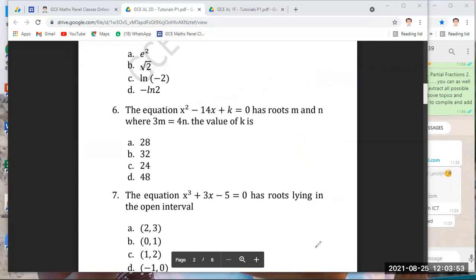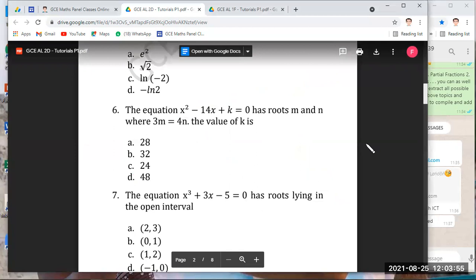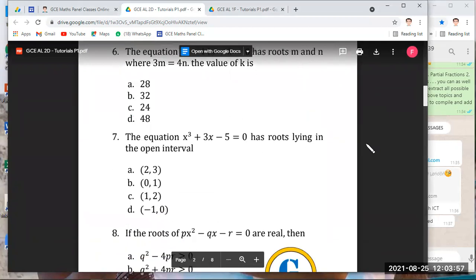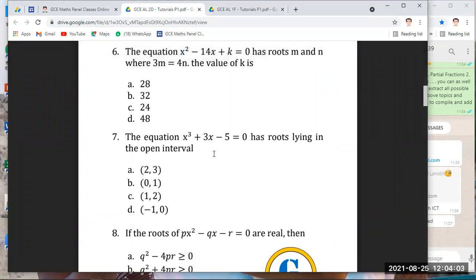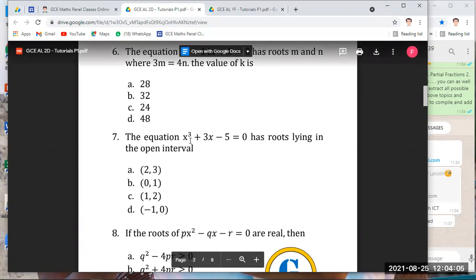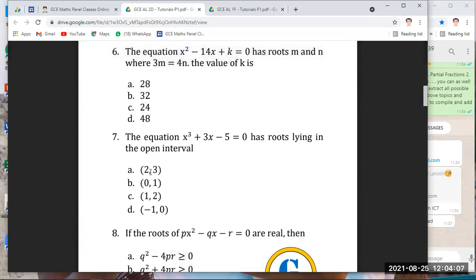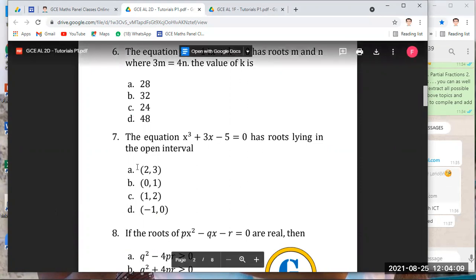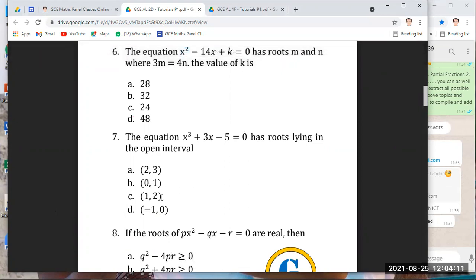So with question 7, we have the equation x to the power 3 plus 3x minus 5 equals 0 has roots lying in the open interval. So with this one, you don't need to solve anything. You just need to test. They're asking if this equation has a root in this first interval, this second, this third one, or this fourth one. So we have to test.